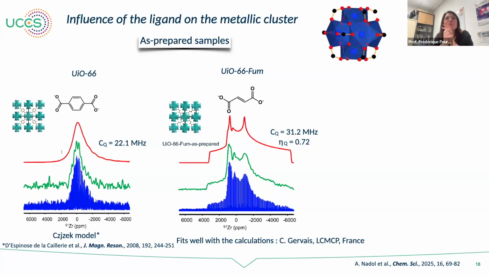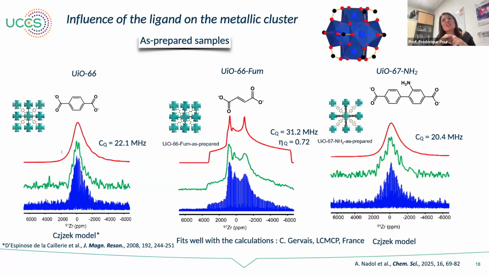In the second sample, we only changed the linker. We used the fumarate linker that you can see here. The cluster should be the same, but we just changed the linker compared to the UiO-66. In this sample, you can observe a nice quadrupolar line shape, and it's much easier to fit with 1 CQ and eta Q with DMFIT. We observe a CQ of about 31.2 megahertz.